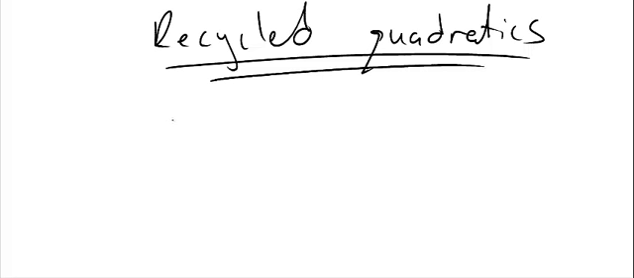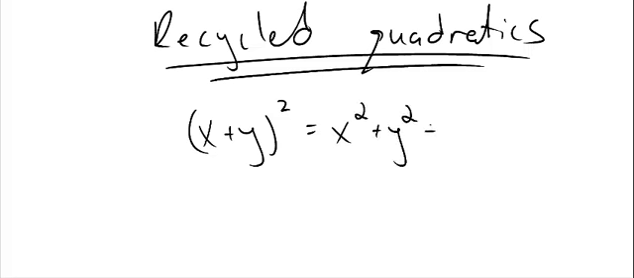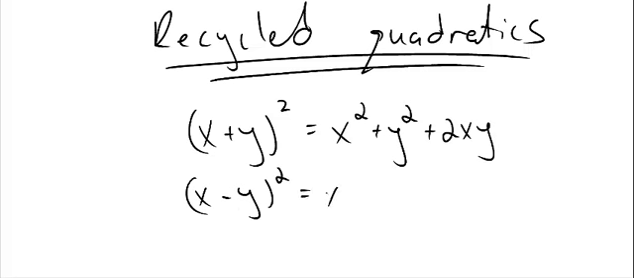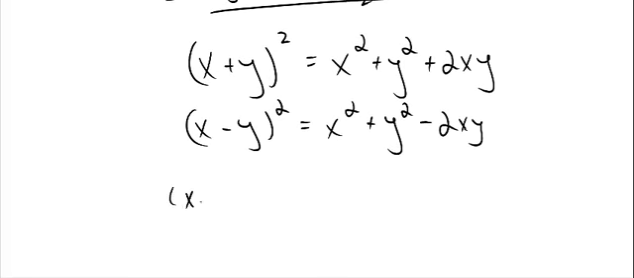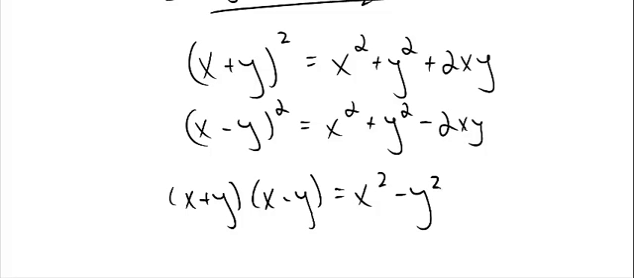So here's the first one. If I got (x plus y) squared, I have to know that this is equal to x squared plus y squared plus 2xy. If I got (x minus y) squared, I must know that this is x squared plus y squared minus 2xy. And the last one, if I've got (x plus y) times (x minus y), I know that I have to get x squared minus y squared. And that's pretty much it.